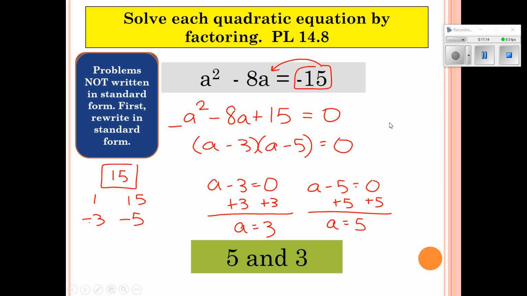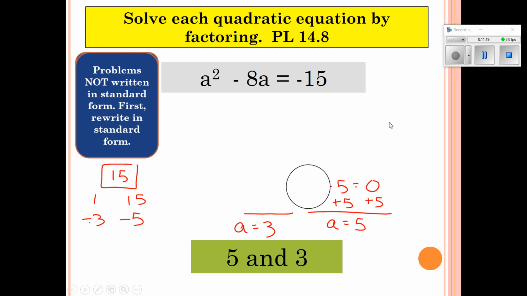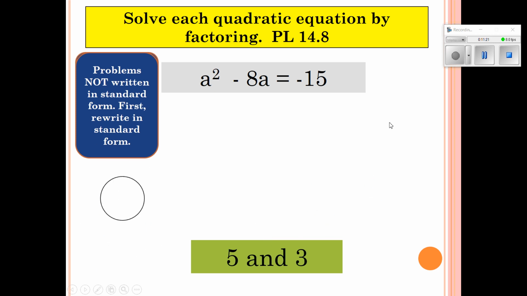Doesn't matter what order you put them in. This is not an ordered pair where you have to put the x first and the y first. There are just 2 solutions. So 3 and 5, 5 and 3 means the same thing.